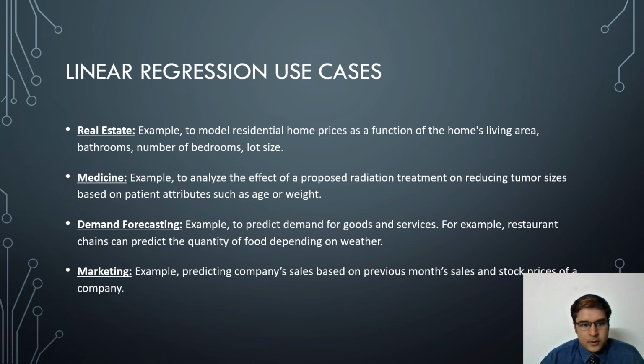Third example would be demand forecasting. For example, to predict demand of goods and services. For example, restaurant chains can predict the quantity of food depending on the weather. So this is a nice example of linear regression. Fourth, marketing. For example, predicting company sales based on previous month's sales and stock prices of a company. So even we can predict company sales given its conditions.